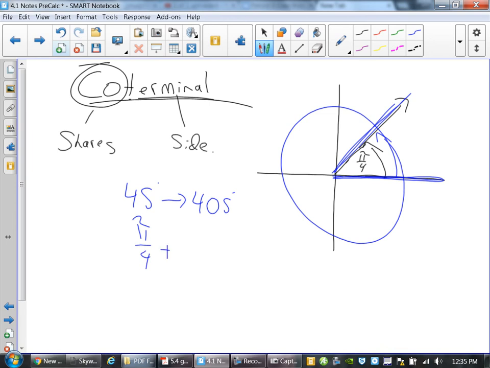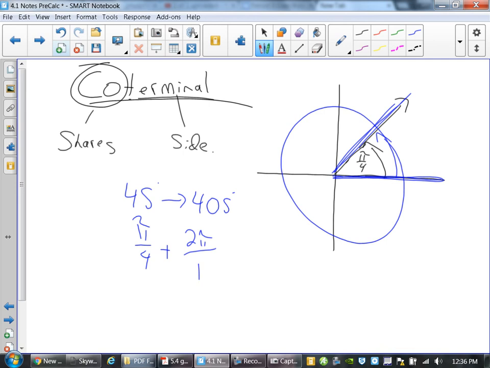And then if I add 2 pi to that, remember, a lot of times when we're adding pi, we're going to do some quick conversions to make fractions that make sense. So if I have pi over 4, and I'm going to add 2 pi, in order to have a common denominator, what would I turn that into?